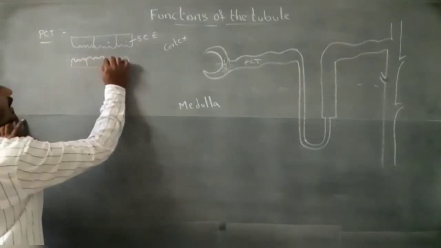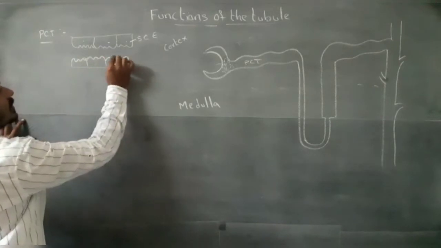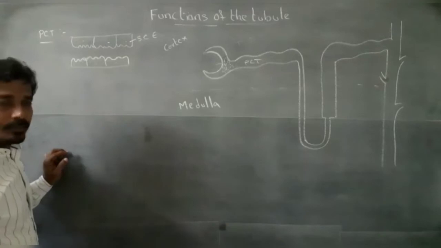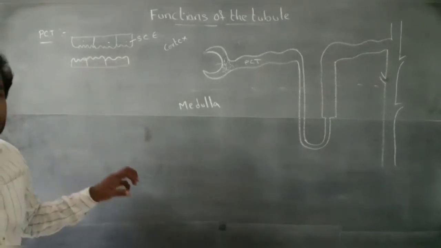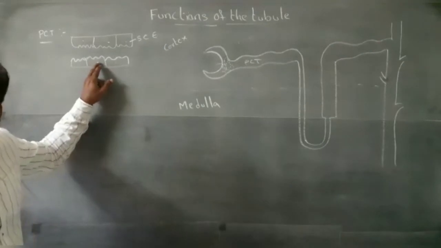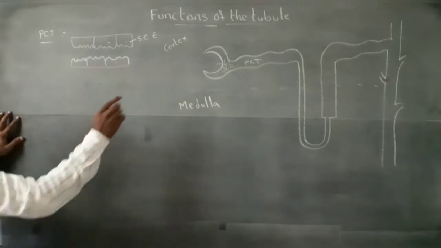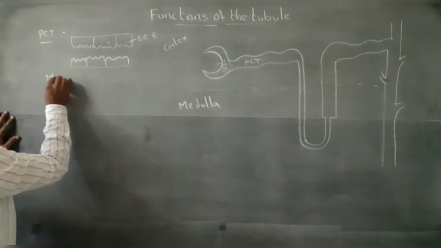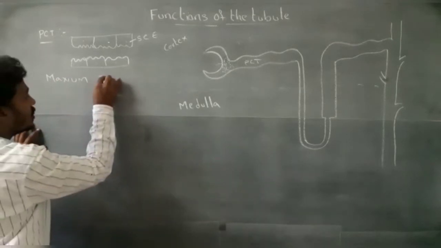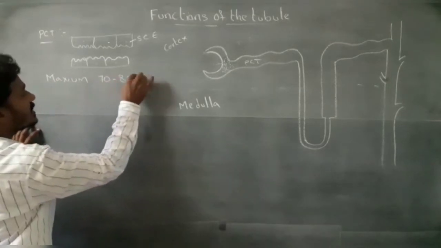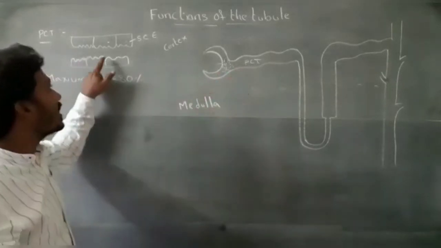Because microvilli are present on the inner surface of the simple cuboidal epithelium, these microvilli help increase absorption. So maximum absorption occurs in the PCT. 70 to 80% of absorption occurs in the PCT due to the presence of microvilli.